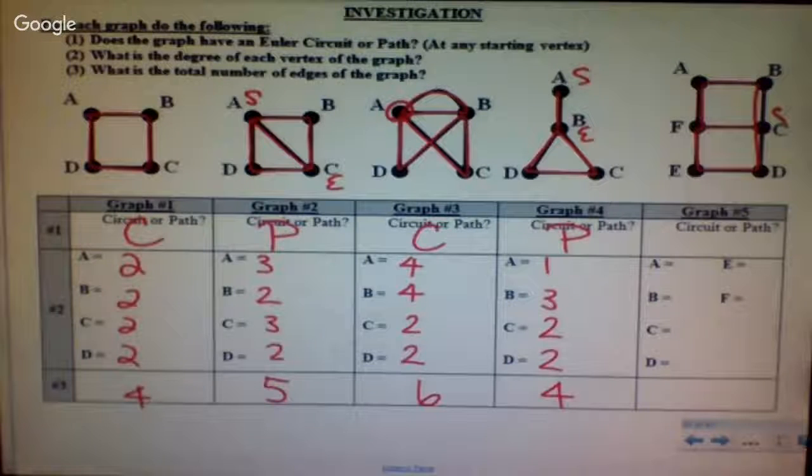Okay, so we started at C and ended at F. So this is a path. A has a degree of 2. B, 2. C, 3. D, 2. E, 2. F, 3. Fantastic. Total edges, 7. Now, when you flip the page, we're going to make some observations.